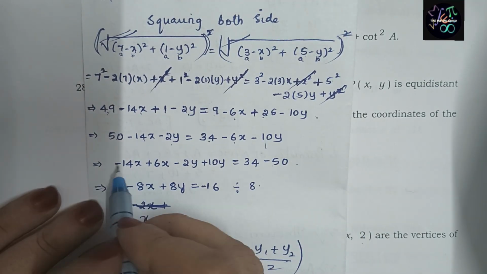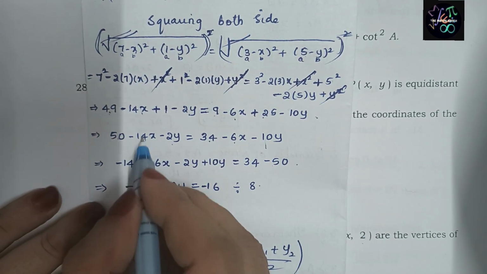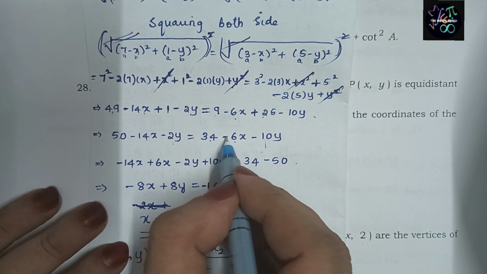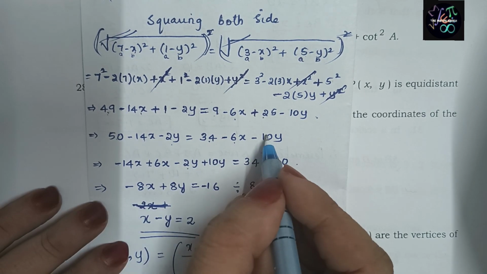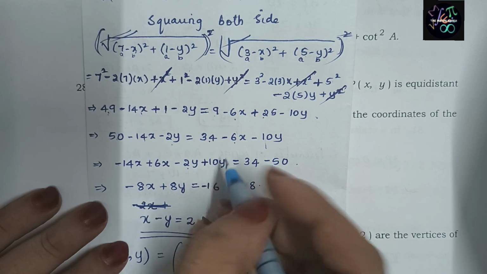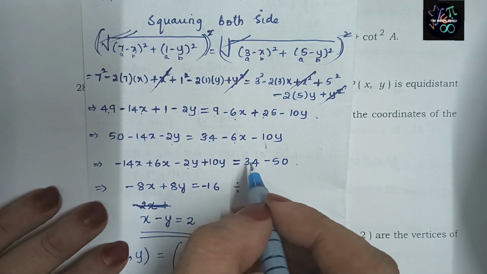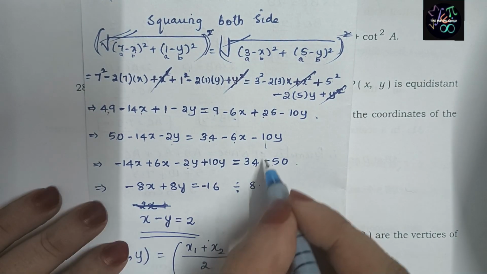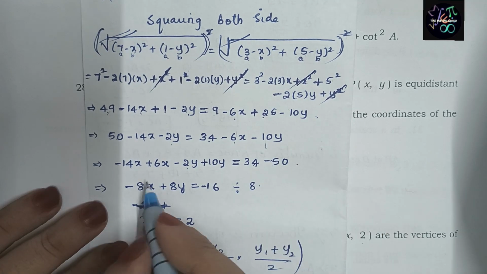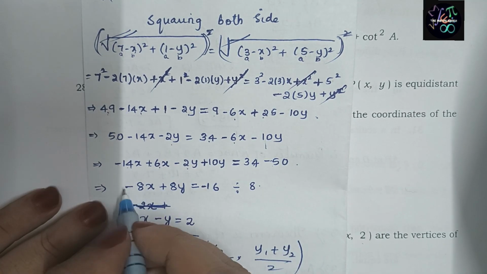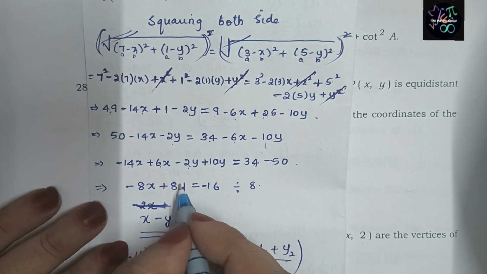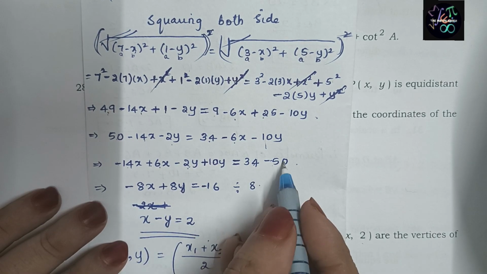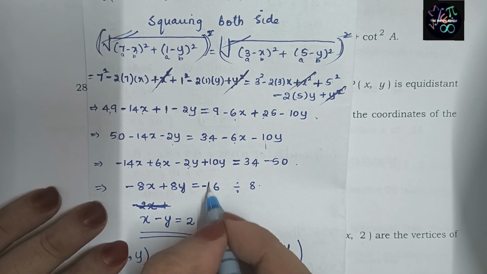Okay, now let us write in proper form. Minus 14x, if I bring minus 6x this side it becomes plus 6x. Minus 2y as it is here, minus 10y if I bring this side becomes plus 10y, is equal to 34 as it is here, 50 if I bring this side it becomes minus 50. So 14 minus 6 is 8, bigger number sign, minus 8x, and 10 minus 2 is 8, bigger number sign, plus 8y, is equal to 34 minus 50 is 16, bigger number sign is minus.